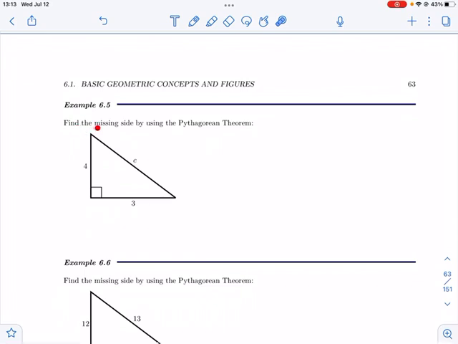Find the missing side by using the Pythagorean theorem. So if we know that this is 4, this is 3, we want to find C. The Pythagorean theorem says that the hypotenuse squared is equal to the sum of the squares of the legs. So C squared equals 16 plus 9. C squared equals 25. Now what is the number whose square is 25? The answer is 5. Or you can take the square root of 25.